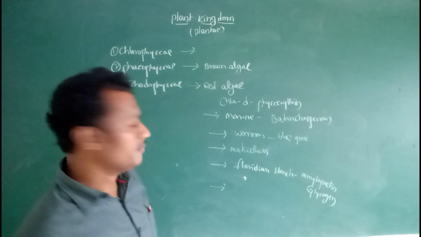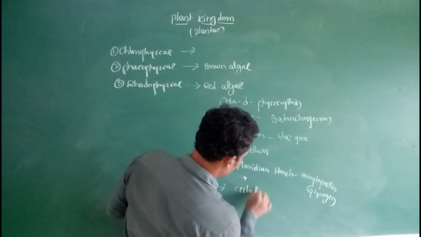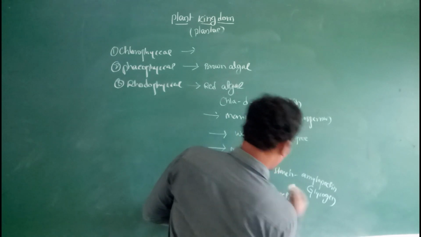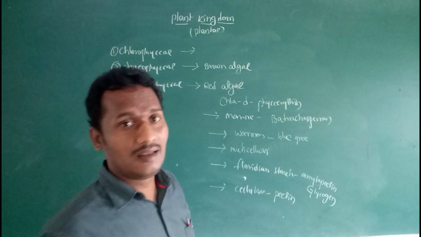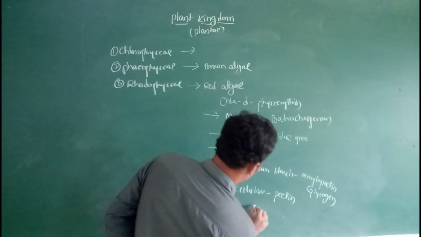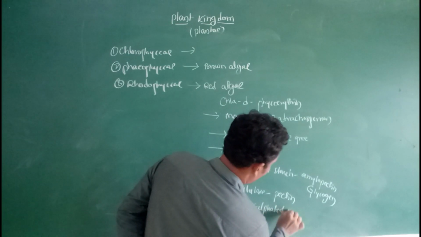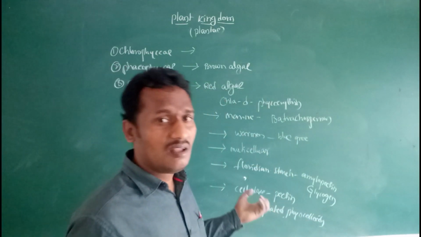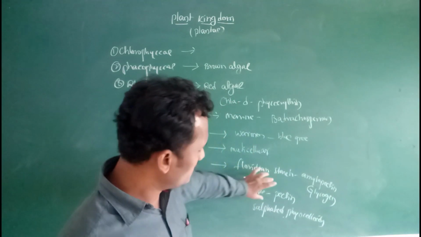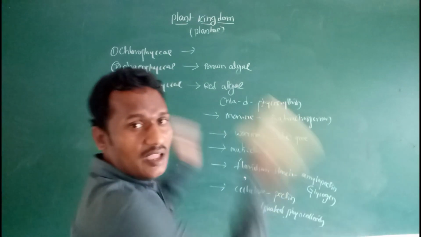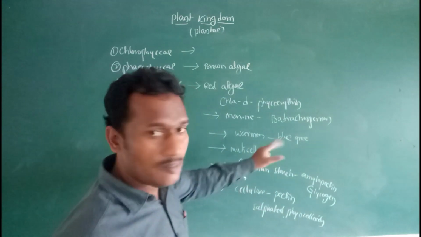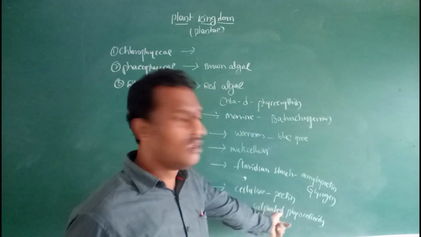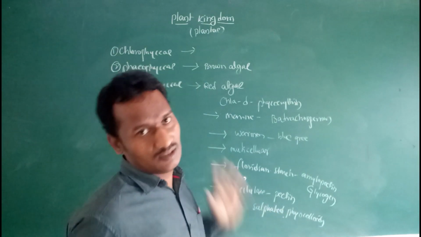Then the cell wall is composed of cellulose, pectin and sulfated phycocolloids, like calcium salts. In Phaeophyceae members, the cell wall is composed of cellulose, algin and non-sulfated phycocolloids. But in Rhodophyceae members, there are sulfated phycocolloids like calcium salts.